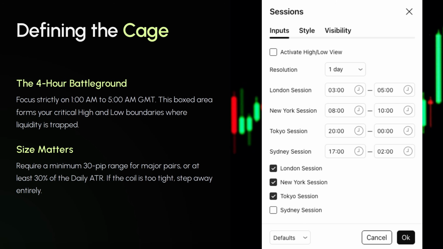If the range is too small, the coil is not tight enough. We walk away. Does it make sense so far? Okay guys, so identifying the cage is straightforward once you know what to look for, but knowing exactly when the line is about to jump, that's the difference between catching a massive move and getting your account shredded.